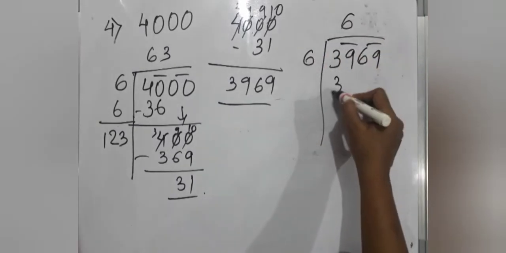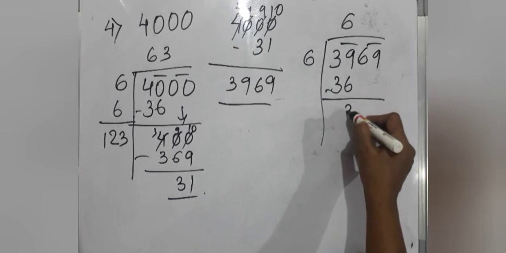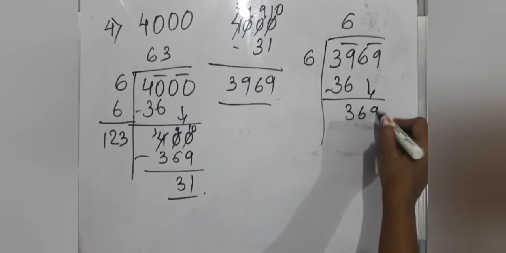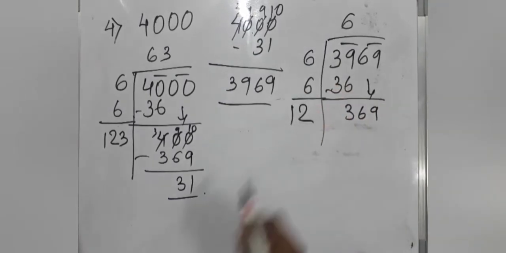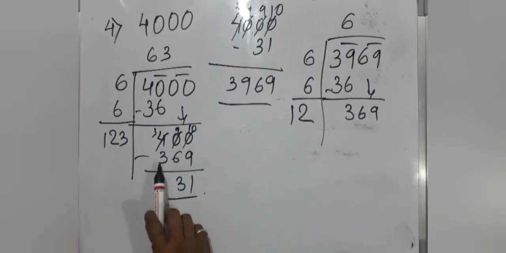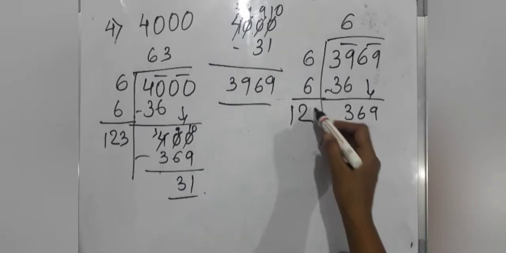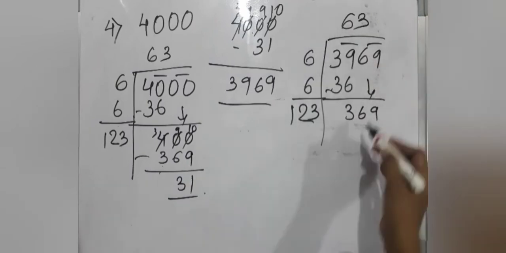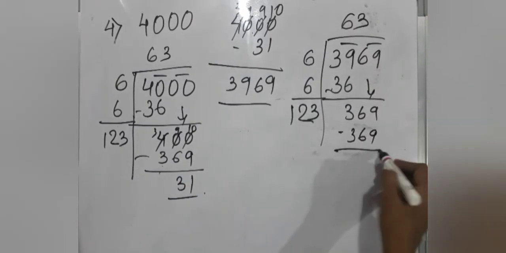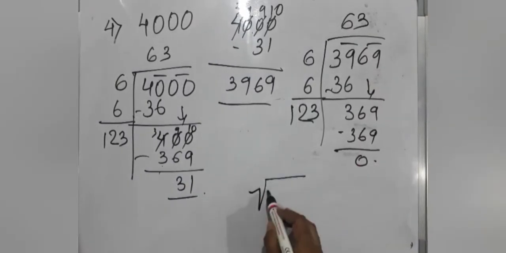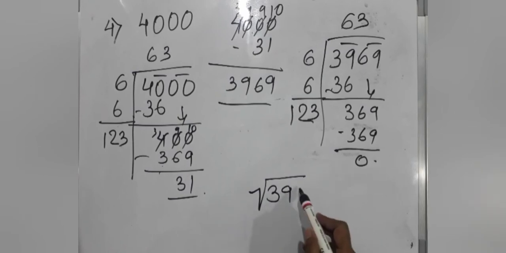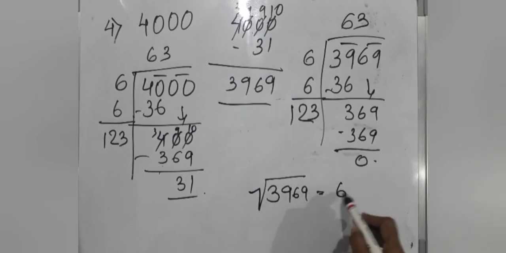6 into 6 is 36. Remainder is 3. Bring 69 down. 6 plus 6 is 12. And already we have got here 369. So multiply by 3. So it's 369, which gives the remainder 0. So the square root of the obtained number 3969 is 63.